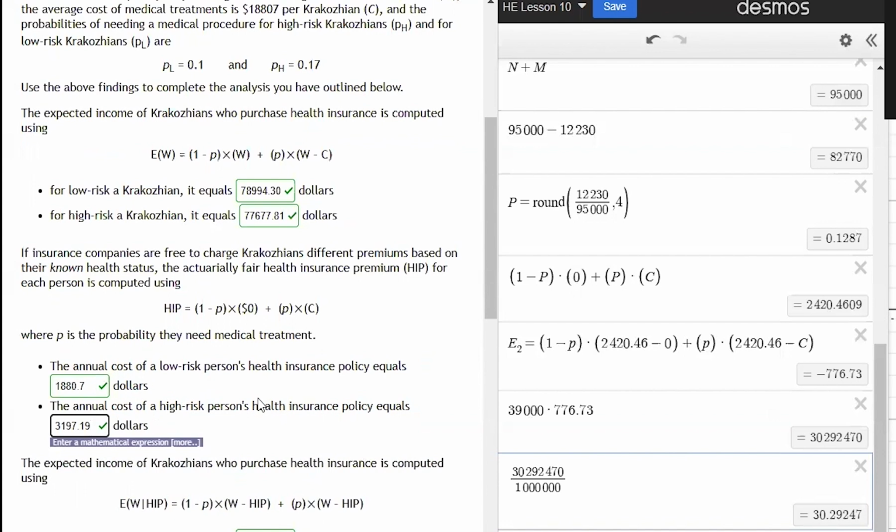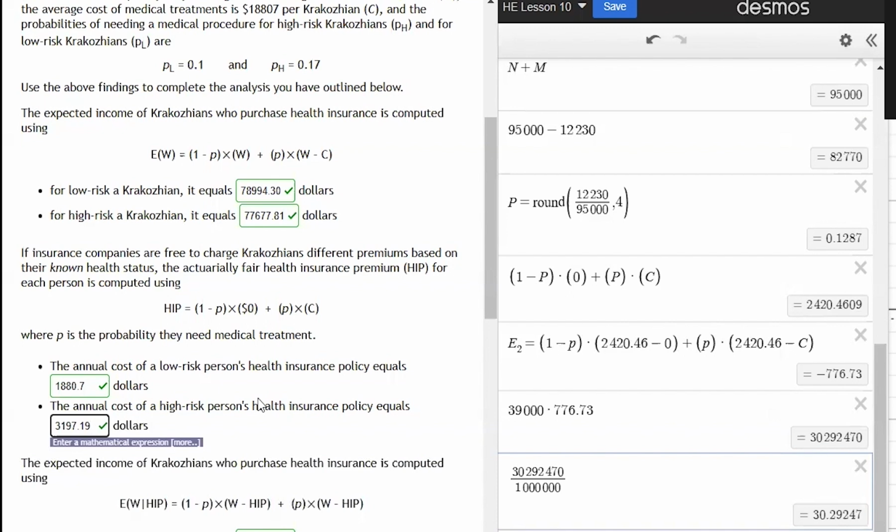If you end up being in a high-risk pool and your friend is in a low-risk pool and you talk, you're going to discover that this low-risk person is paying a much lower premium than you. So what you might want to do is tell the insurance company that you are a low-risk person.